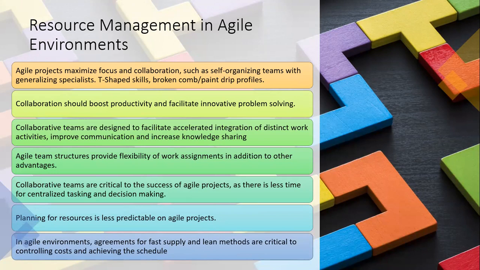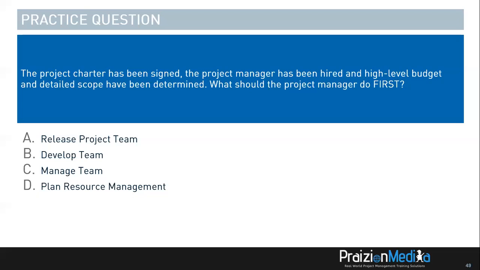In Agile environments, agreements for fast supply and lean methods are critical to controlling costs and achieving the schedule. So the bottom line, my friends, is that in this world of Agile, we look at things differently, okay? Now let's jump into a few questions from the world of resource management.